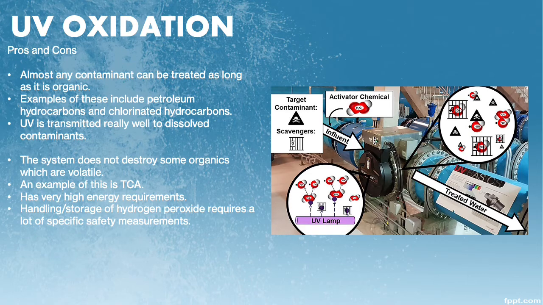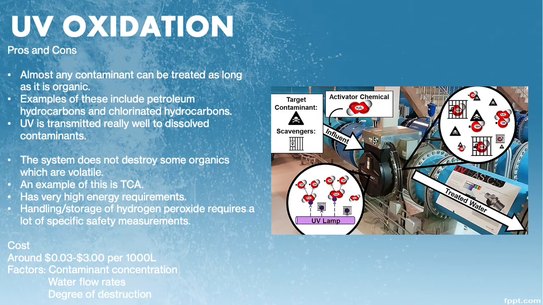Another con is that there are very high energy requirements in the system, and also the initial hydrogen peroxide that I talked about that we have to add into the system. That's not easy to handle. So it requires a lot of specific safety measurements. It's not easy to handle, not easy to store. So that can definitely be a con for this whole system.